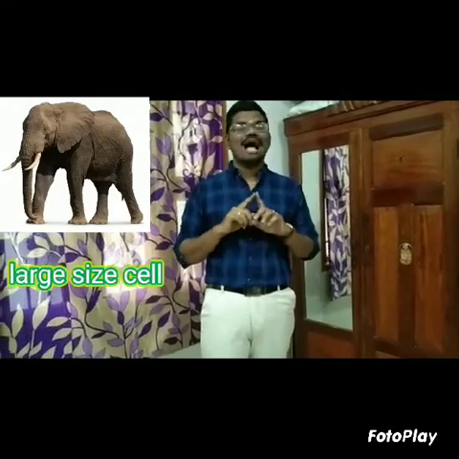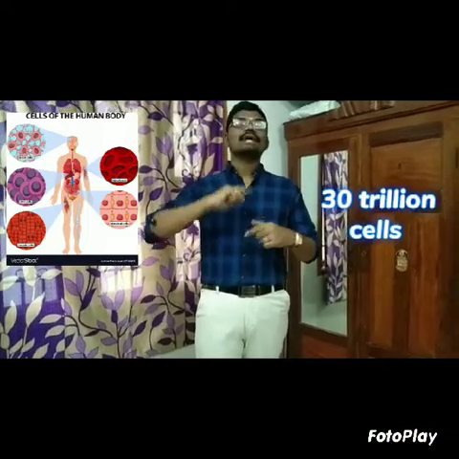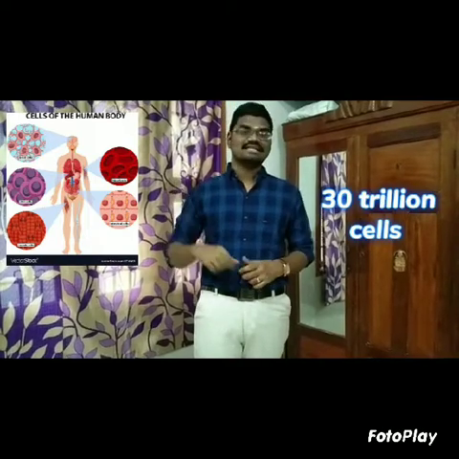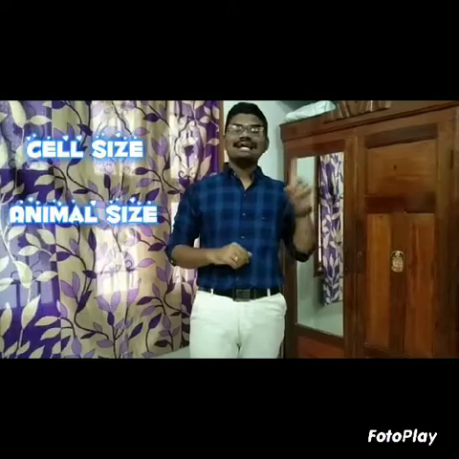Now you may think that the size of an animal has a relationship with the size of a cell. Elephant is the largest animal in the world. So it has a larger cell? Absolutely not. Size of an animal does not depend upon the size of the cell. It depends upon the number of cells it has. Our human body has 30 trillion cells. So million, billion, then only trillion. So 3 times of a million gives a trillion. Our body is made up of 30 trillion cells. Among that, nerve cell is the longest cell in the human body. Size of a cell does not depend on the size of an organism.